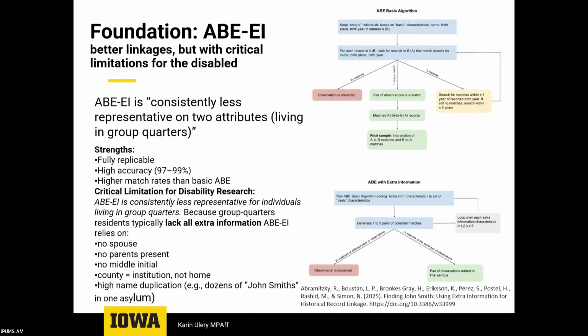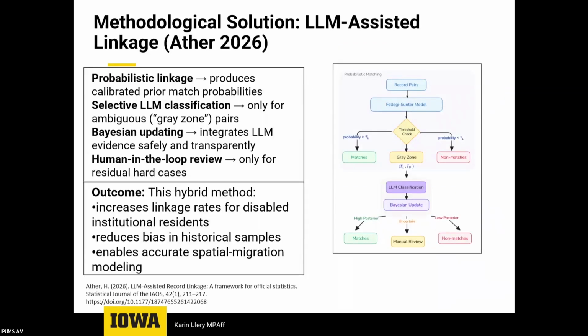My work addresses this gap by bringing in a second approach that can handle exactly this kind of records that we struggle with. One example of handling this limitation is a framework created by Ather's LLM-assisted record linkage framework. This approach is designed specifically for the kinds of records that rule-based algorithms struggle with: messy, sparse, and highly ambiguous cases, which is exactly what we see for disabled individuals living in institutions.